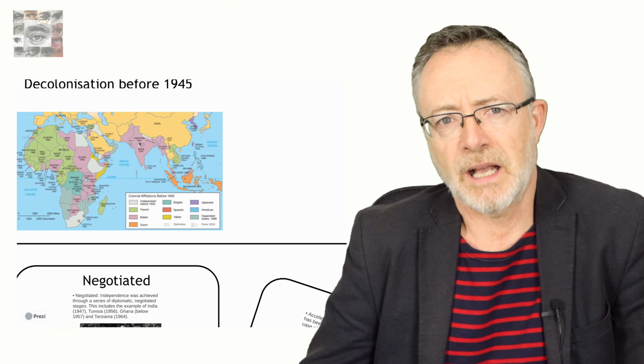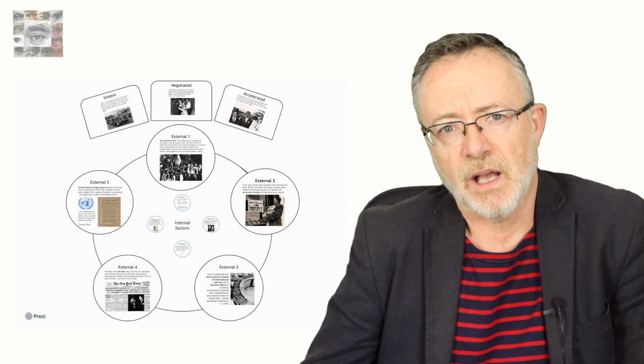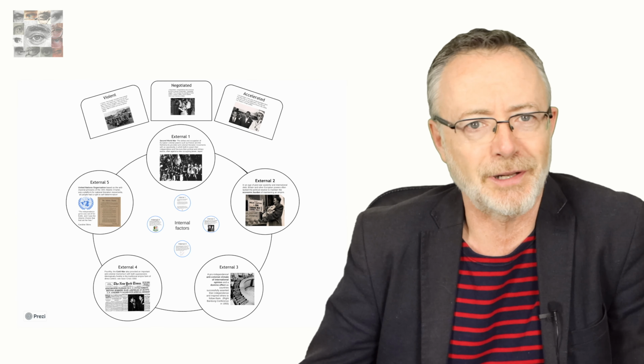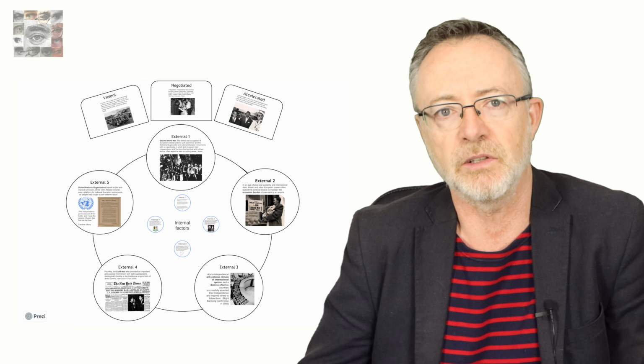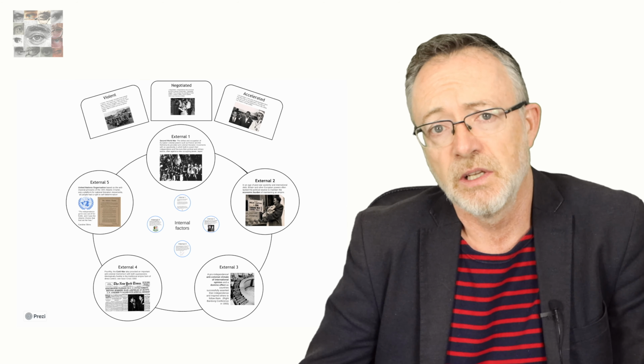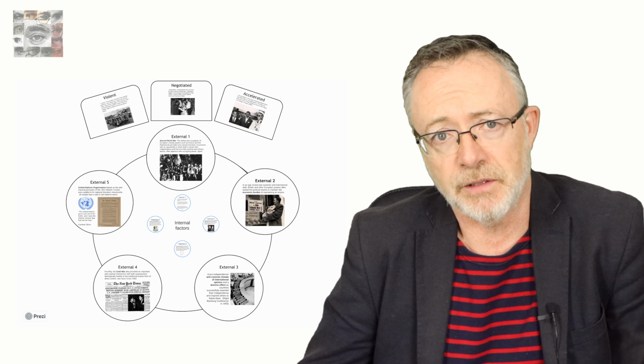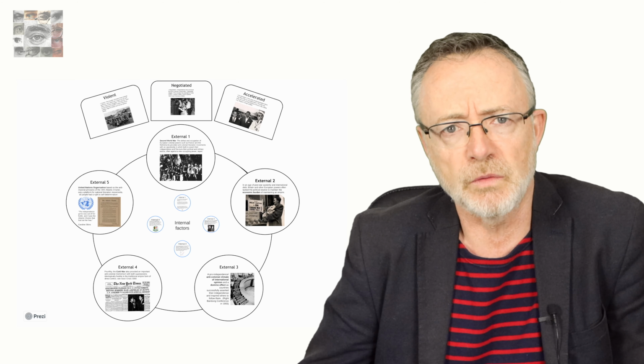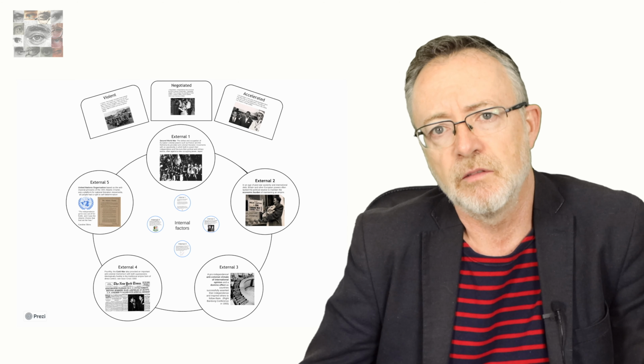Moving on now to look at the nature of decolonisation, we can outline the traditional French textbook classification of three forms of decolonisation, that is, violent, negotiated and accelerated. And from there we can move on to look at some of the possible reasons for the differences.